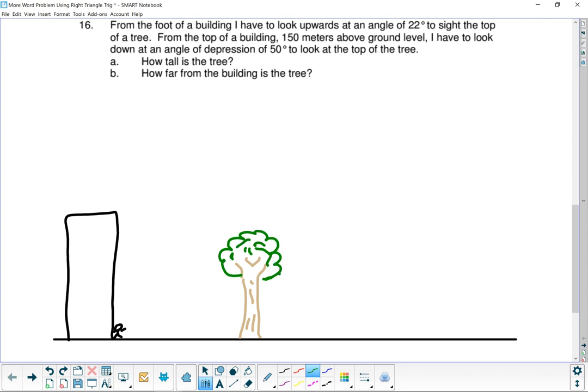Okay, so from the foot of a building, I have to look upwards at an angle of 22 degrees to sight the top of a tree. So from here, there, upwards angle of 22 degrees. From the top of the building, 150 meters above the ground. So this building is 150 meters.